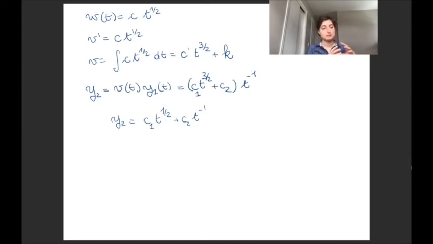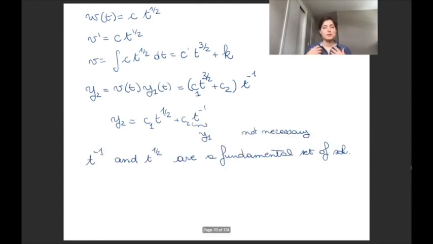But we take this result for v and we plug it into the information we know about y2. y2 is, by construction, v times y1. So it's c1 t to the power 3/2 plus c2, that is v, multiplied by t to the power minus 1. We can simplify things, and it is c1 square root of t plus c2 t to the minus 1. Now, t to the minus 1 is already y1.